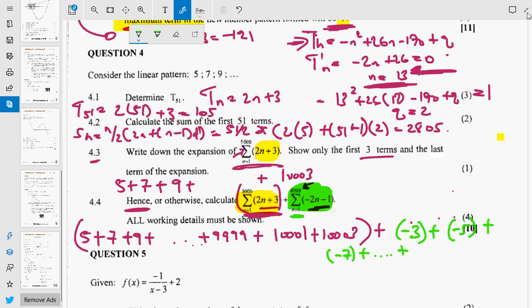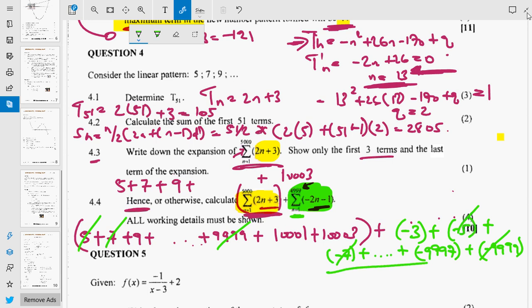And the last three terms will be minus 9,997, plus minus 9,999. Now, if you look here, something interesting is going to happen. Now, this is going to cancel with this. This 7 is going to cancel with this, and this is going to cancel with this.